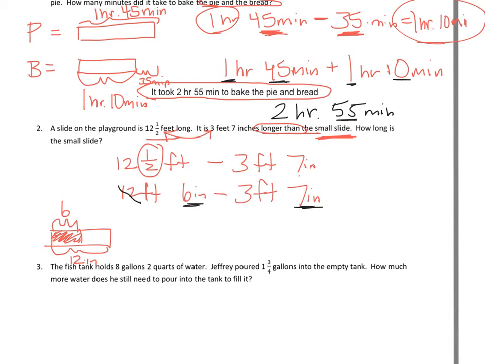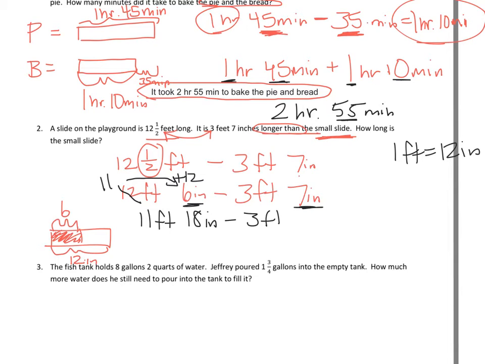And what I'll do is I'm going to take 1 foot. And I know 1 foot equals 12 inches. So I'm going to move 12 inches, or 1 foot, over to here. So I'm going to add 12. And I'm going to be left with 11 feet, 12 plus 6 is 18 inches.